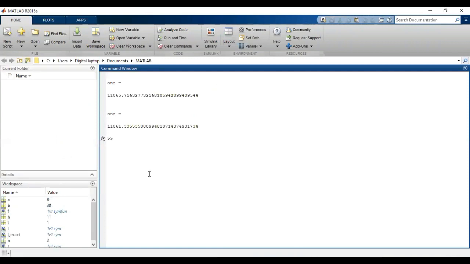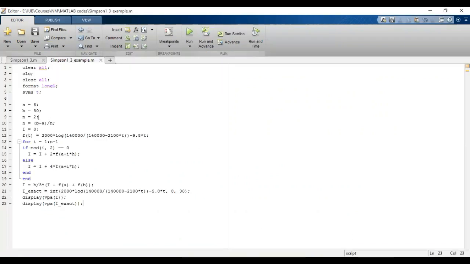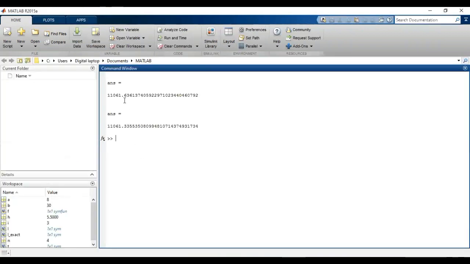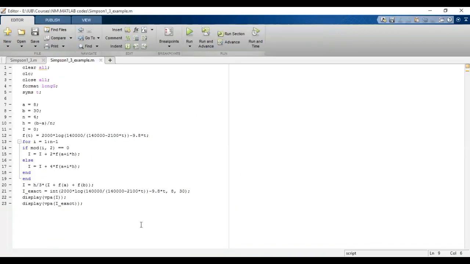Okay, so after running this code, you can see this is my Simpson's 1 by 3 rule answer, and this is the exact integration answer. And for two segment Simpson's 1 by 3 rule, you can see there is slight deviation between the two answers. Now, if I use four segment Simpson's 1 by 3 rule, then let's see what answer I get. So here you can see my answers have become closer to the exact integration. So this is the exact answer, and this is the answer for four segment Simpson's 1 by 3 rule. Now, if I divide my segments to more than 4, then my answer will become even closer to the exact answer, right? So that is what we have discussed in this lecture.